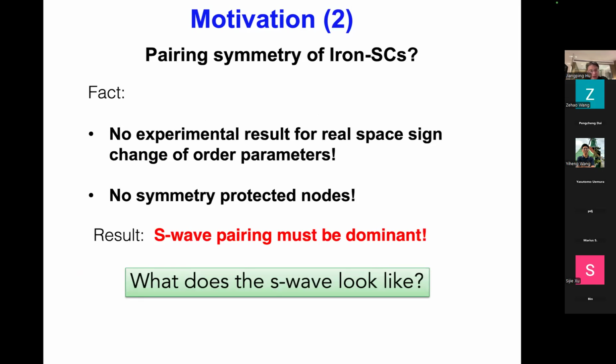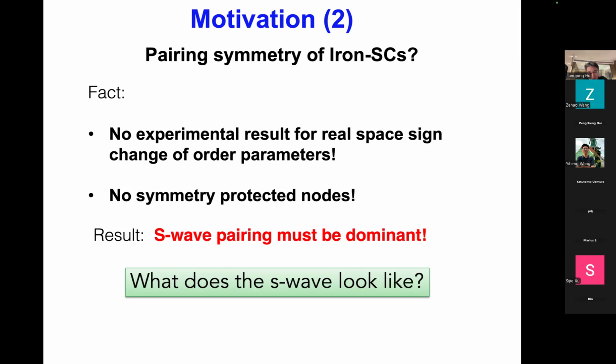So another issue in the iron-based superconductors is that we want to understand the pairing symmetries. I think this is still an experimental fact. If you look at the iron-based superconductors, you will find that there is very little experimental evidence to support a sign change of the order parameters.